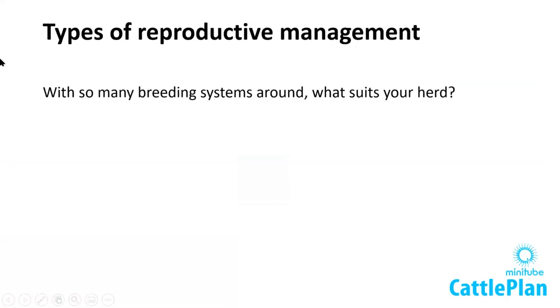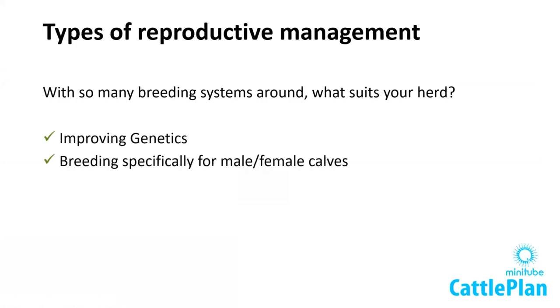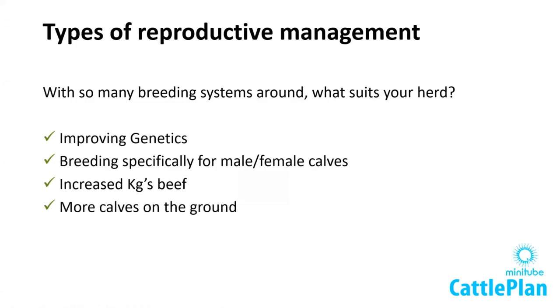So when we look at the different types of reproductive management that we have, there's a lot of different systems around. So you need to work out what's going to suit your herd. And to do that, you need to look at what your breeding objectives are. Are you doing it to improve your genetics? Are you wanting to specifically breed for male or female calves? Do you just want to produce more kilos of beef from the land that you currently have?